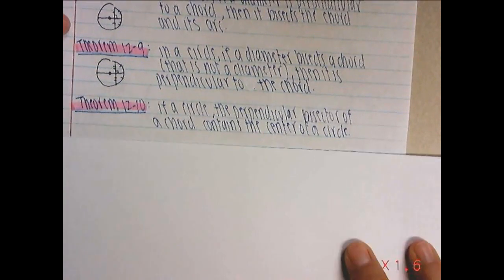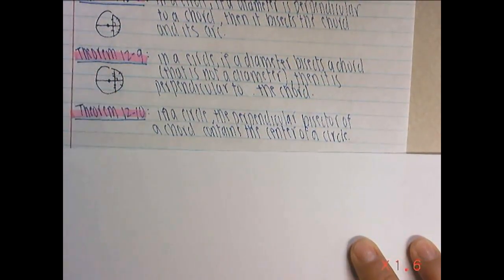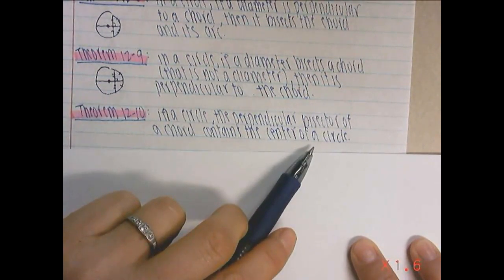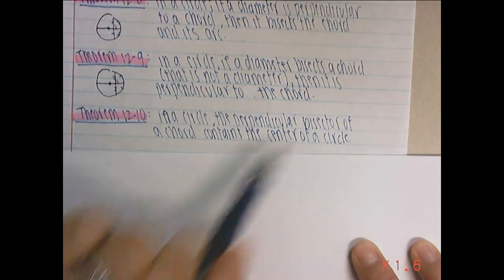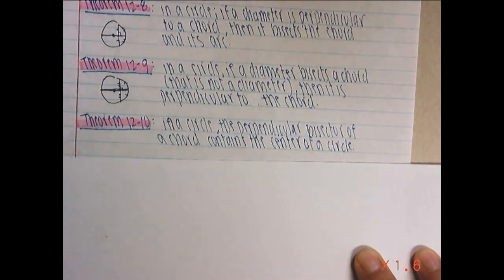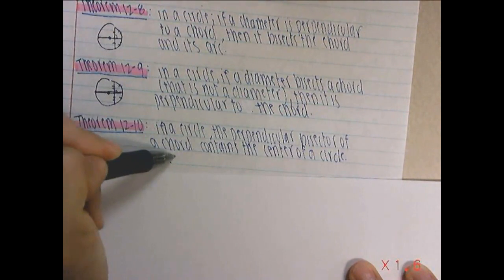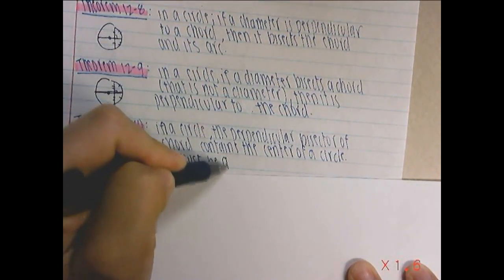And the last one, in a circle, the perpendicular bisector of a chord contains the center of the circle. In a circle, the perpendicular bisector of a chord, so right here, it's your diameter, contains the center of a circle, i.e. it must be a diameter.